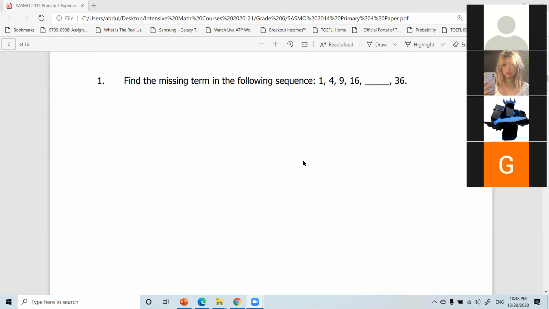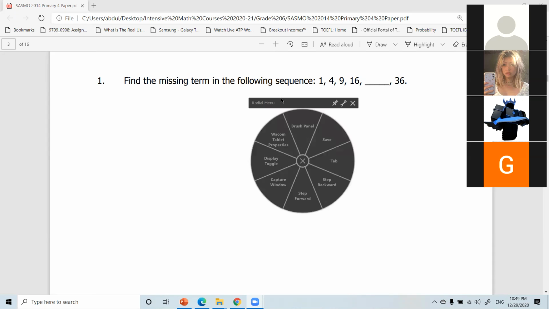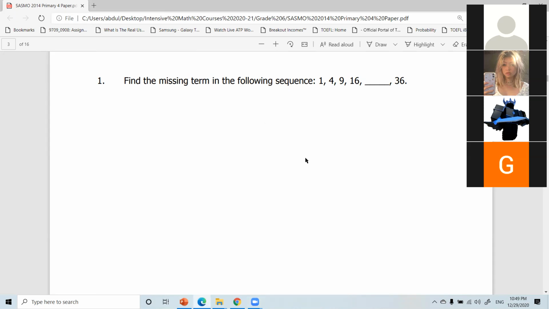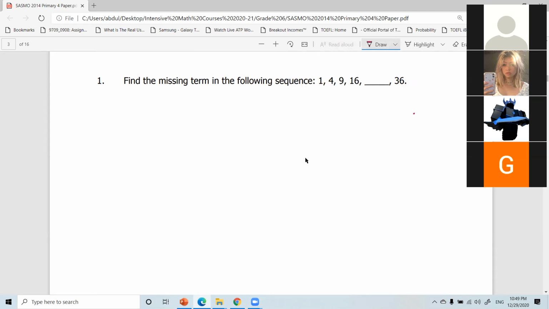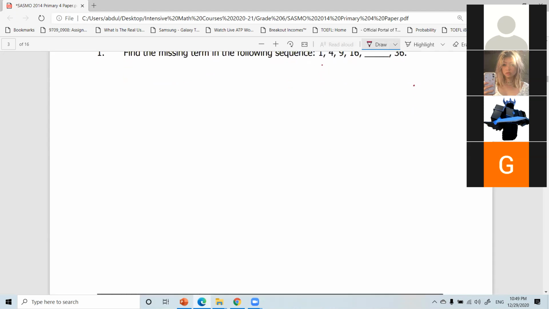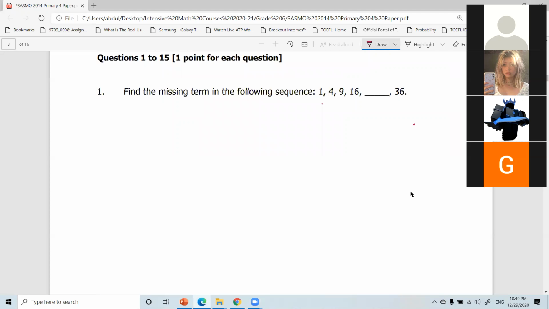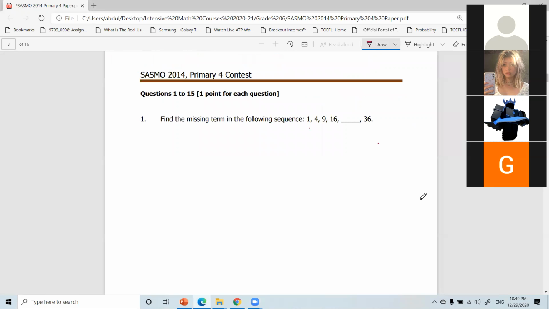May I say? Yes, yes. If I'm not mistaken, after 16 is 25. Very good. As you see here, all of these numbers are square numbers, right? 1, 4, 9, 16, a little bit smaller, these are all square numbers. So the answer should be 25, right?